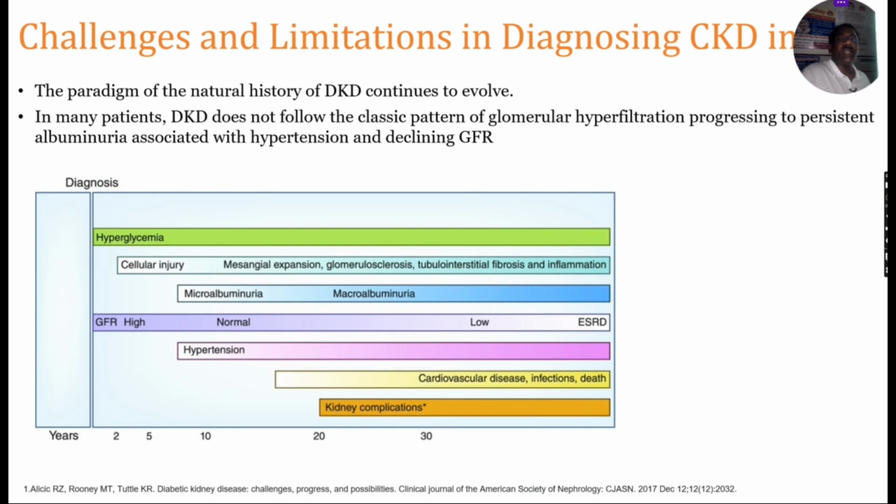So the paradigm of the natural history of the CKD continues to evolve. In many patients, DKD does not follow the classic pattern of glomerular hyperfiltration progressing to persistent albuminuria associated with hypertension and declining GFR. See, the guidelines are there to guide us, but the treatment must be individualized in the same way. Some patients progress very rapidly.